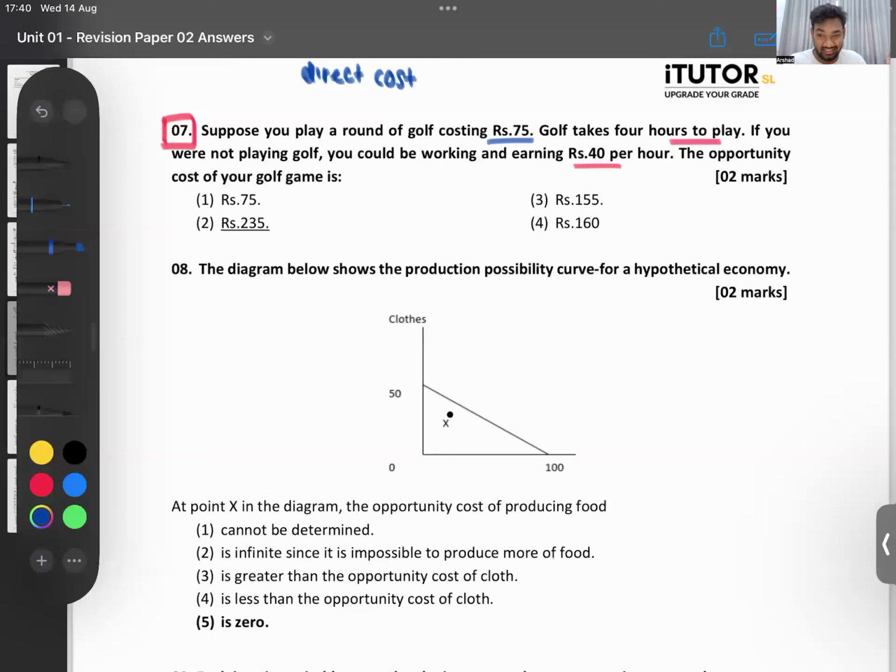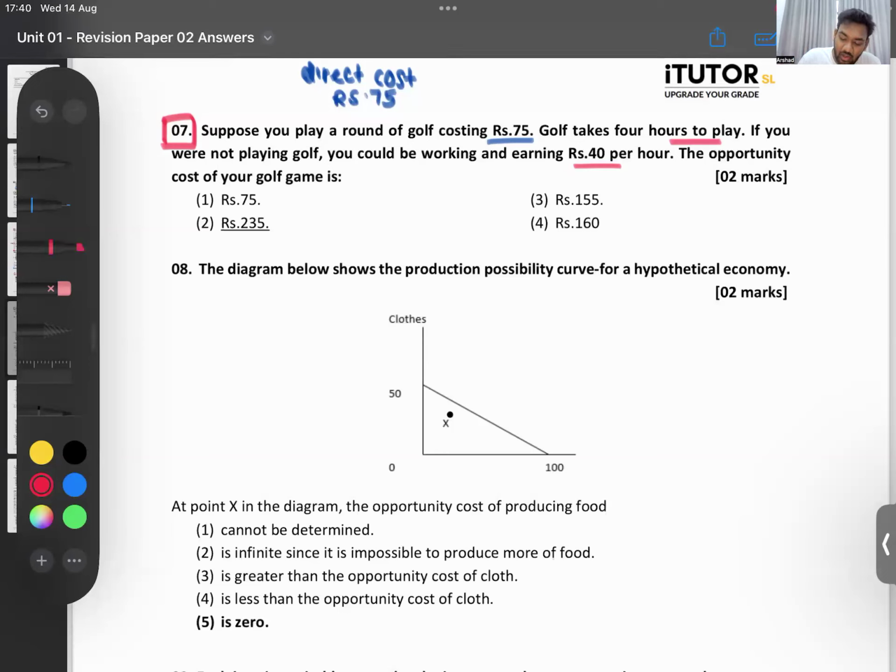Golf is played in rounds. How you play golf is you hit the ball from one place to another place. From where it lands, you take it and hit again. That entire thing takes 4 hours to play. So for that, you have to pay 75 rupees. That is your direct cost. They are not saying 1 hour is costing 75. They are saying 1 round is costing 75. You're playing for 4 hours.